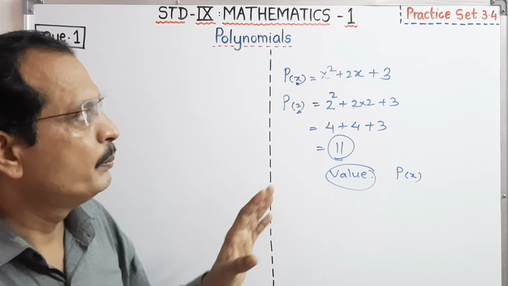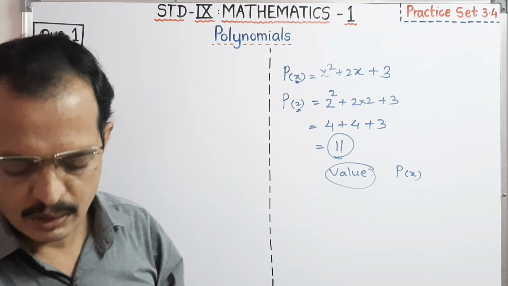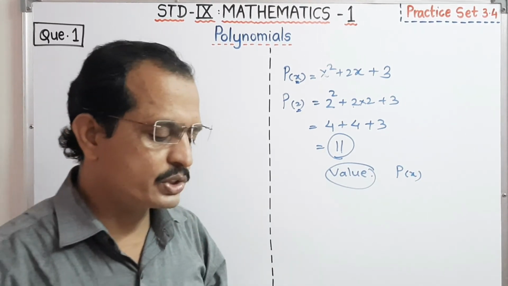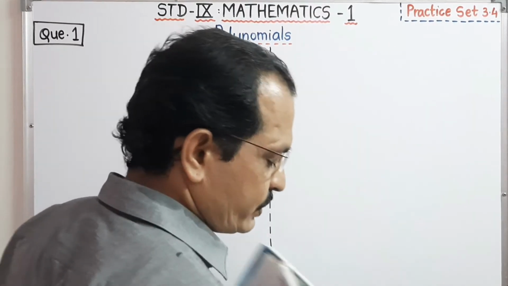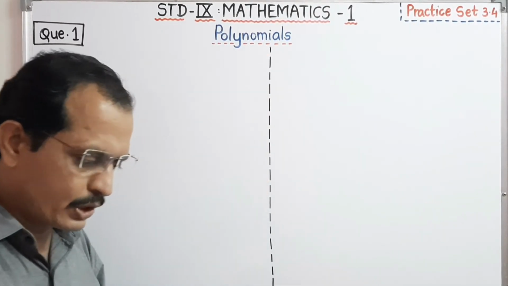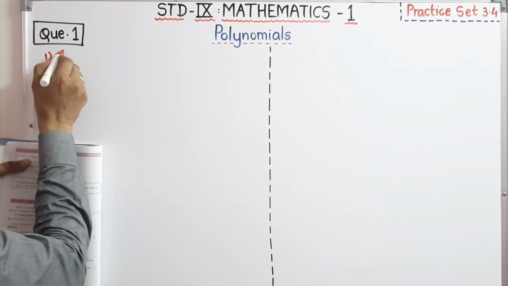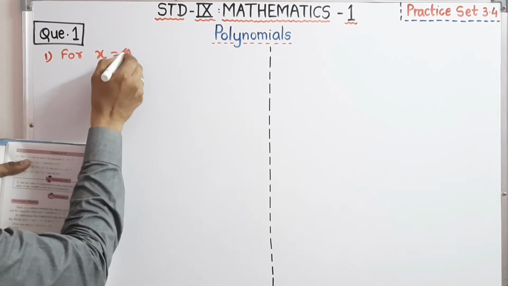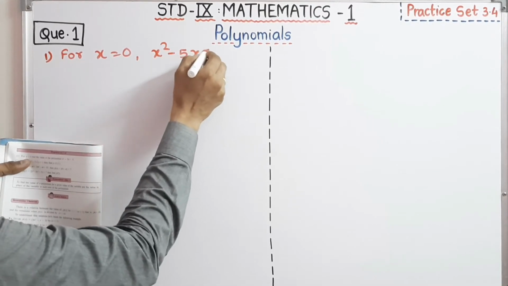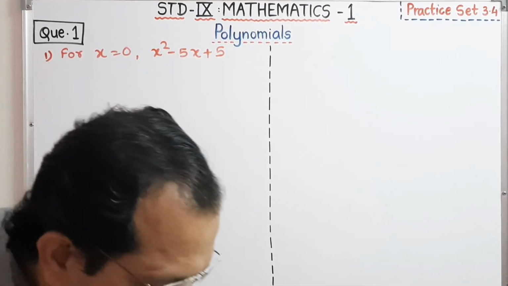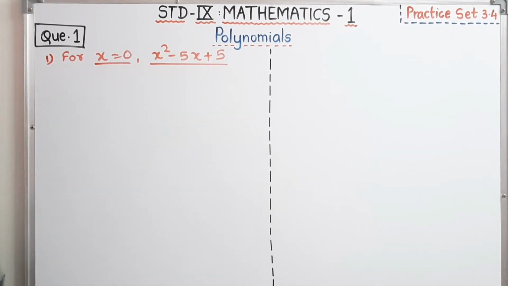Got it? Now, based upon this, we have to solve practice set 3.4. We directly go to the first question from practice set 3.4. See what the first question is. It is: for x equal to 0, find the value of the polynomial. See here, for x equal to 0, we have to find x squared minus 5x plus 5. That means for x equal to 0, we have to find the value of this polynomial.